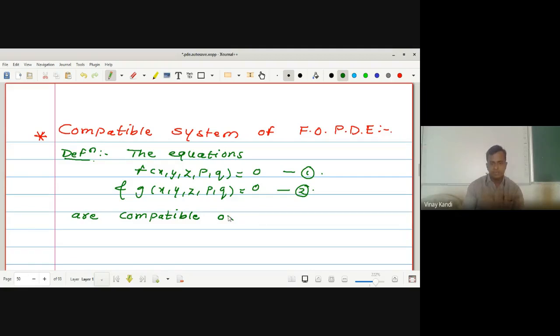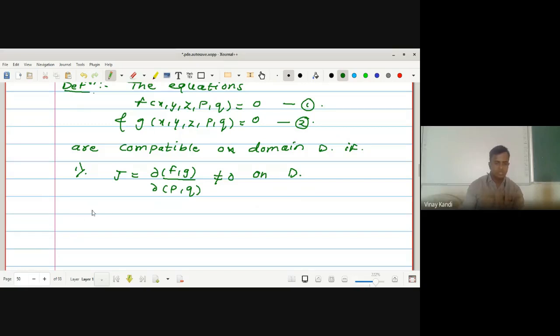Compatible on domain D if, first condition, the Jacobian of f, g with respect to p, q is not equal to 0 on domain D. Okay, and the second condition, p is equal to phi, a function of x, y, z, and small q is equal to psi of x, y, z.